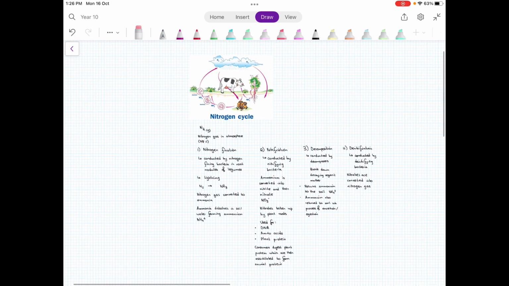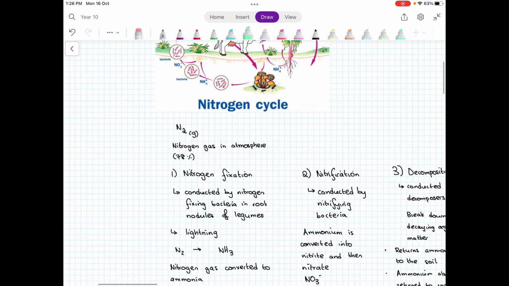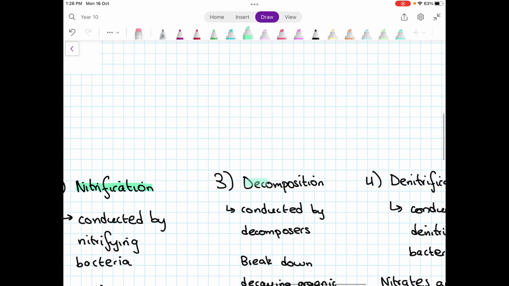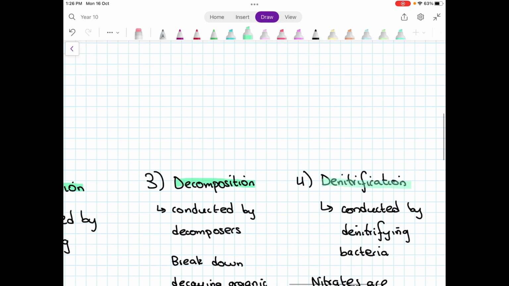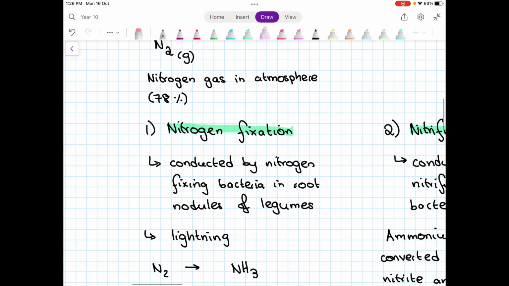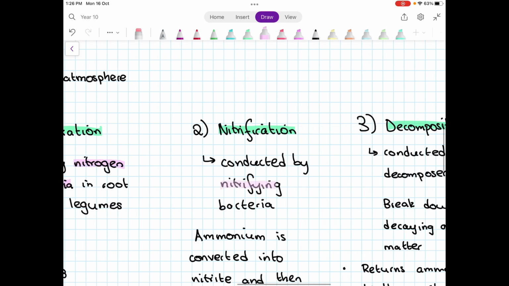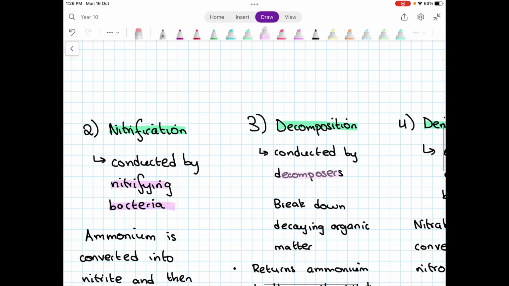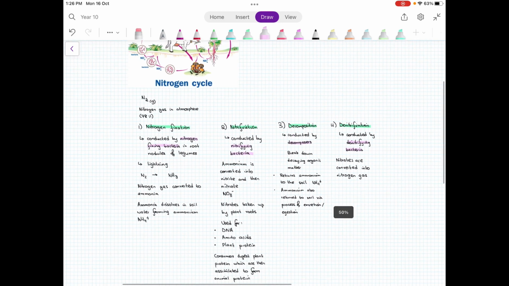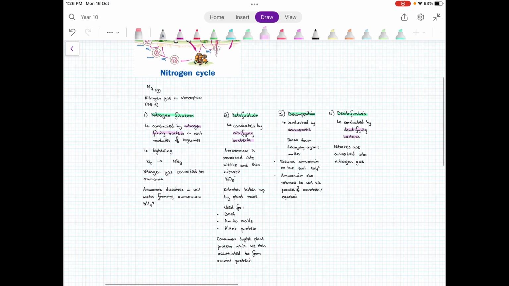Okay, so these are the four main steps of the nitrogen cycle. You firstly have nitrogen fixation, followed by nitrification, decomposition, and denitrification. We also took a look at the organisms involved in each of these processes. So for example, we've got nitrogen-fixing bacteria, we have nitrifying bacteria, decomposers, and denitrifying bacteria. And we looked at the various compounds that are formed.